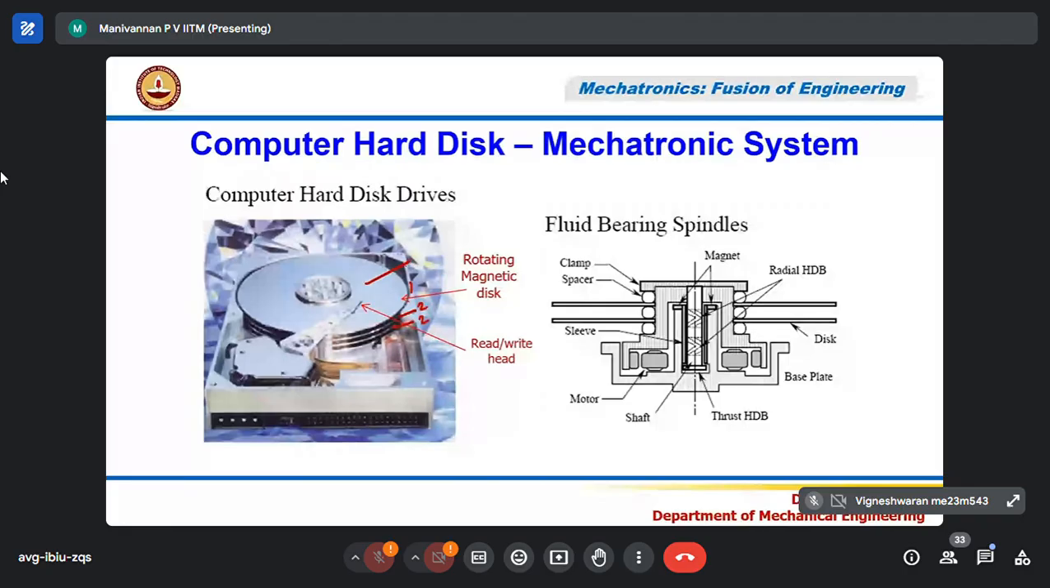Similarly, there's a bottom side. This will be coated with magnetic material. The disc will be coated with magnetic material, and all 3 discs are put on a common shaft. This is driven by a motor. When the motor rotates, all 3 discs will rotate. The motor will generally be rotating at something around 3000 RPM to 8000 RPM, even 10,000 RPM.